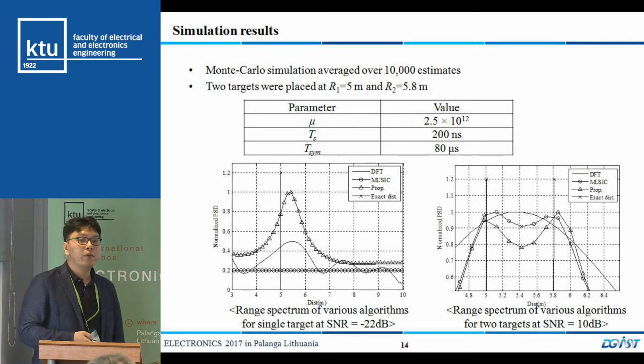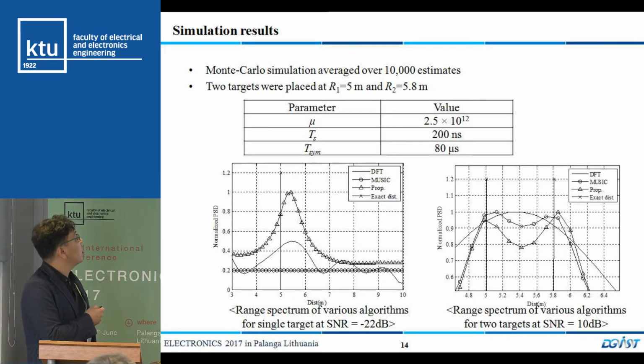To verify the proposed algorithm, we use the Monte Carlo simulation, over 10,000 estimations. Two targets were placed at 5 meters and 5.8 meters. When we have a single target and SNR of minus 22 dB, just the proposed algorithm and the spectral algorithm detect the one target, but the MUSIC and DFT cannot detect.